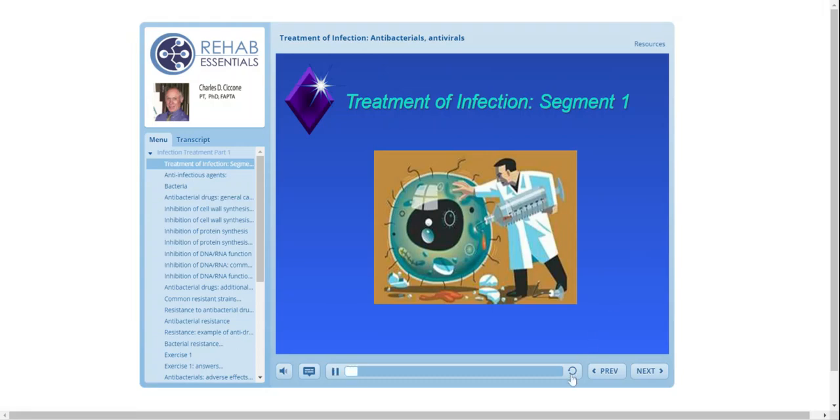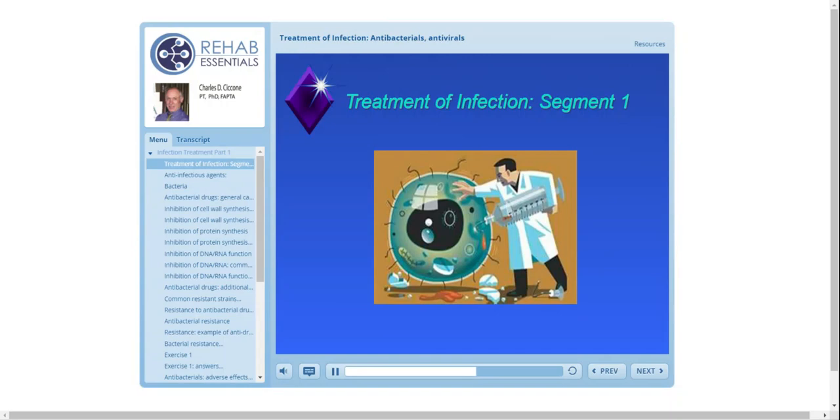The next two lectures will talk about the treatment of infection. There are many microorganisms that can possibly invade the human body, colonize, begin to take over human tissue, or produce toxins that make us feel really sick. Of course, some infections are fairly minor, annoying. Others are much more serious and potentially even life-threatening.